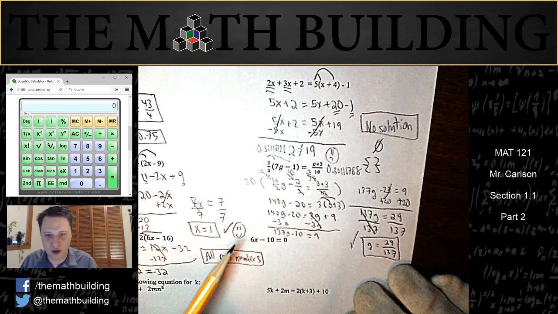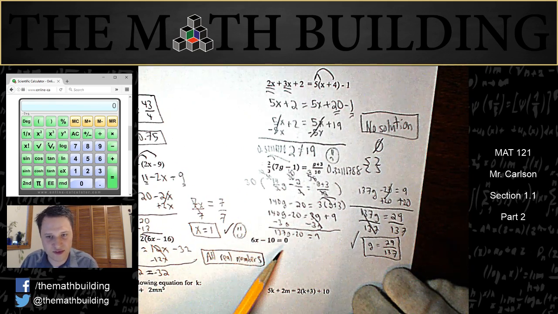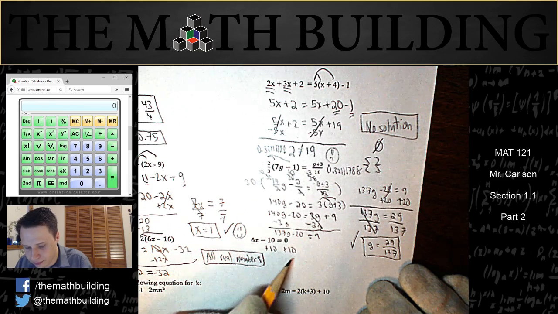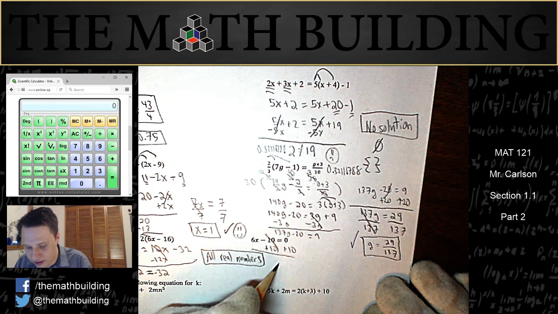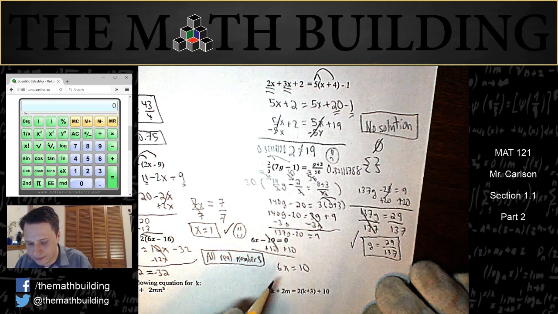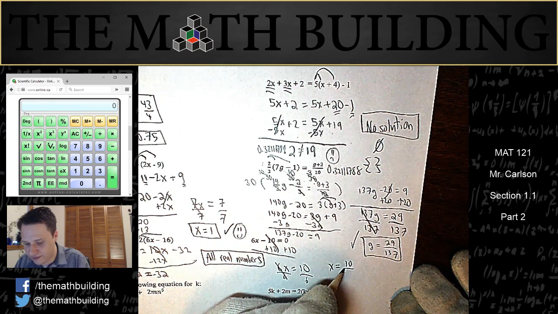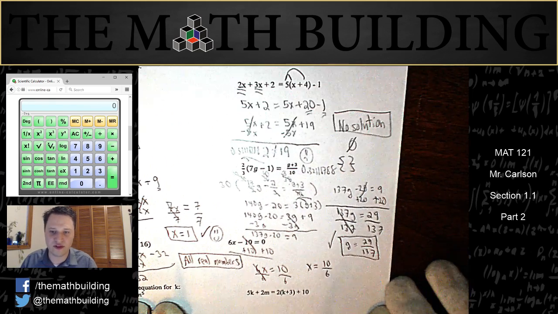The last one we got over here is, well, not the last one, but 6x minus 10 is 0. Don't get thrown off by the fact that one side is a 0. Let's add 10 to both sides, which will give me 6x is equal to 10. Divide by 6, divide by 6. And so I get x is equal to 10 divided by 6. That one wasn't too bad.